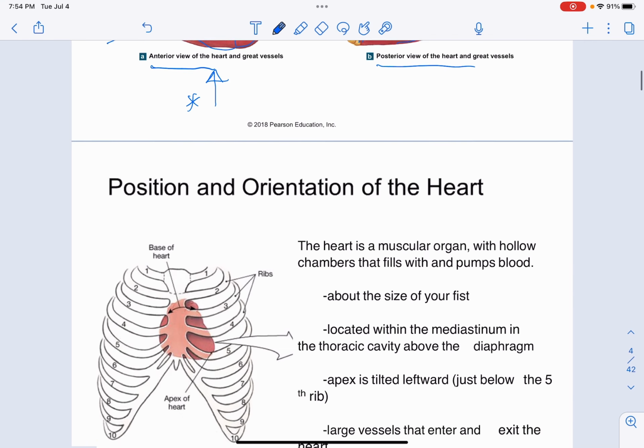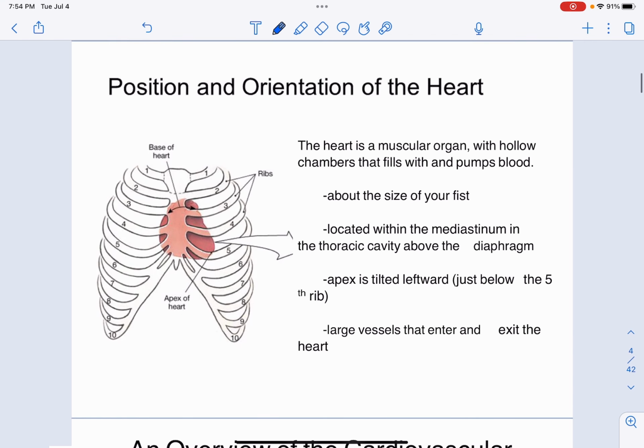All right, so let's talk a little bit more about this position and orientation that I've been alluding to. So the heart is about the size of your fist. So if you clench your hand, that fist, that is the size of a normal, typical heart.